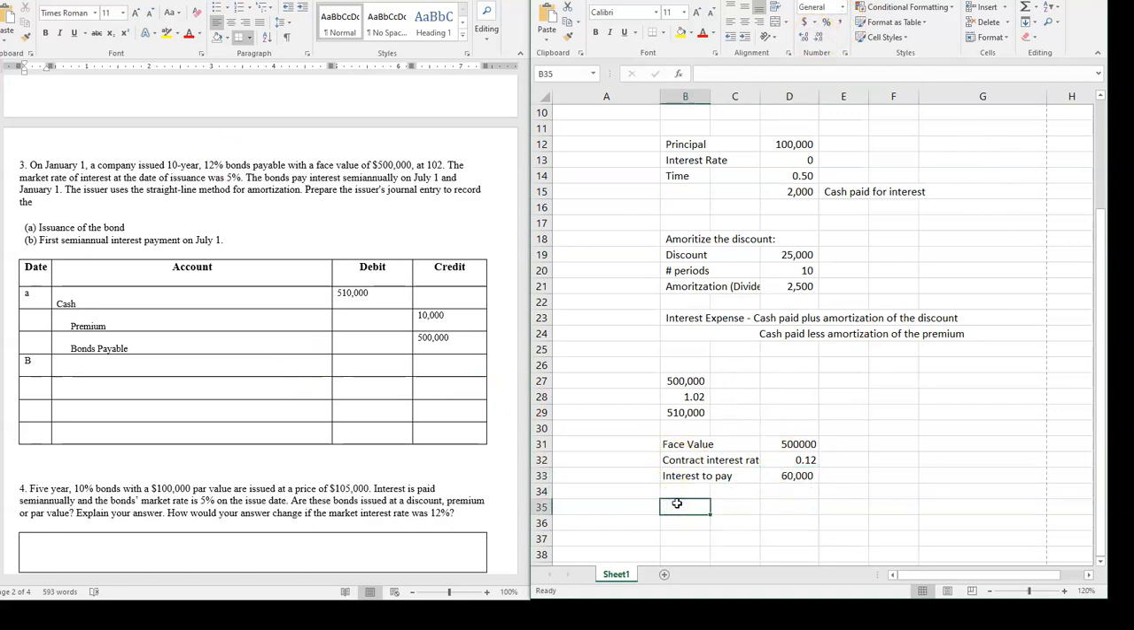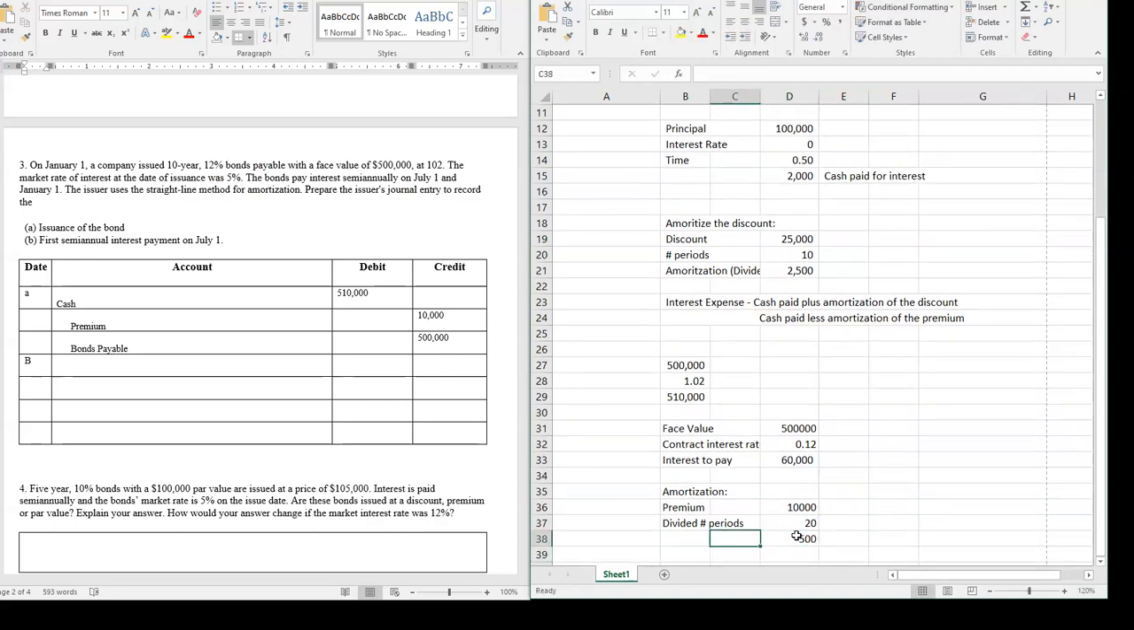Let's do our amortization calculation. So amortization is going to be our premium, $10,000, divided by the number of periods. All right, so this is a 10-year bond. It pays interest twice a year, so we have 20 total periods. We divide, and this will be our semi-annual amortization.